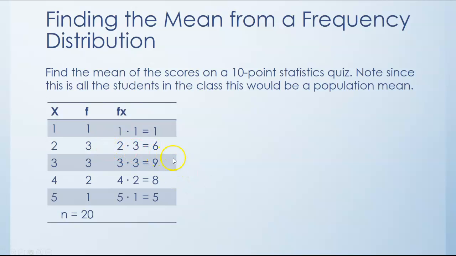Now what we're going to do is add up all of these f times x's. So the 1, 6, 9, 8, and 5, we'll add that up. That's going to give us 29.